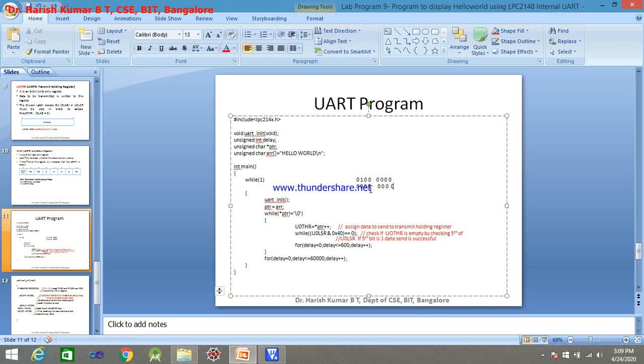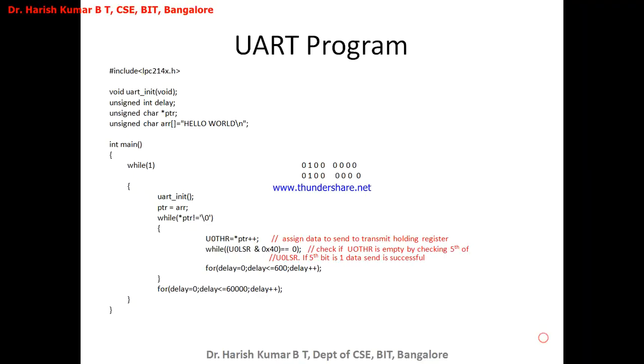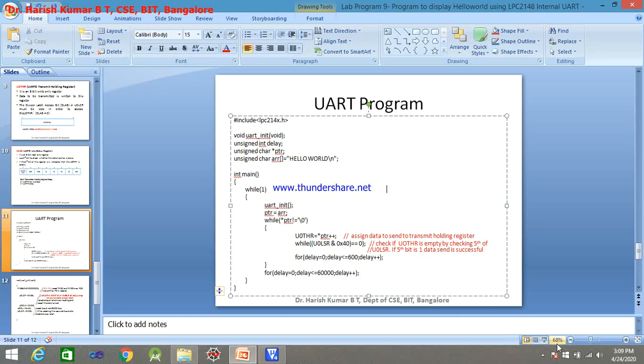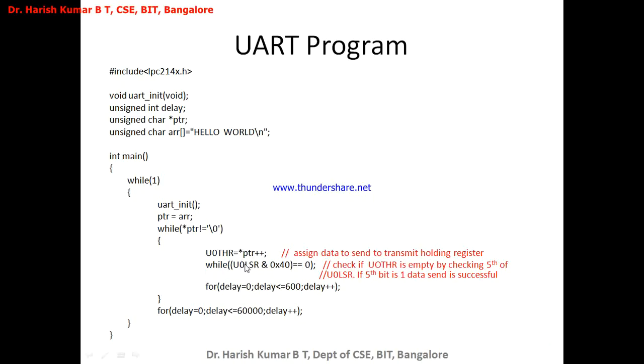It loops here only. The moment this particular bit becomes 1, so this 4 and 4, the result is nonzero, so the condition is false and it will come out. So this is what we are using. This is just to check whether the fifth bit of the line status register is 1 or not. If the fifth bit of the line status register is 1, then the transmission is complete.